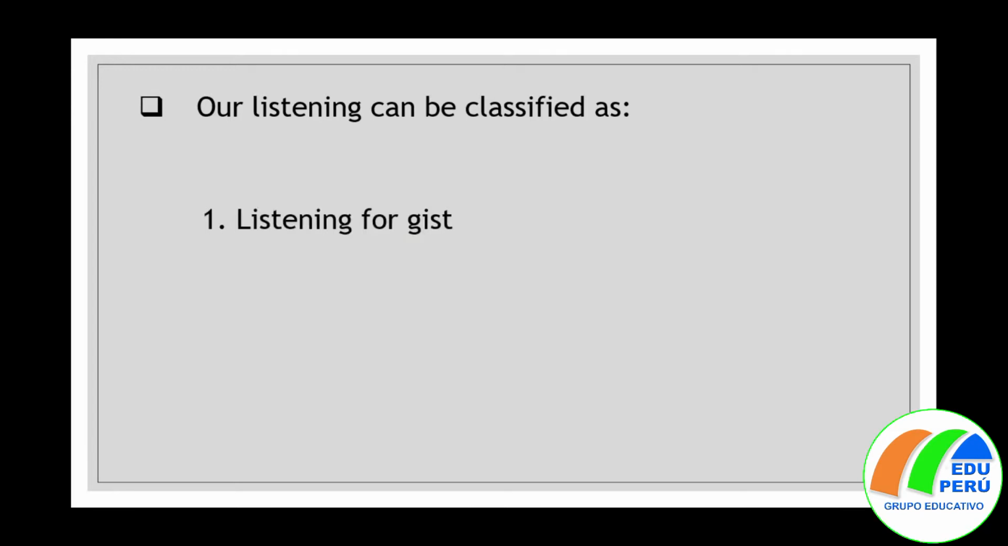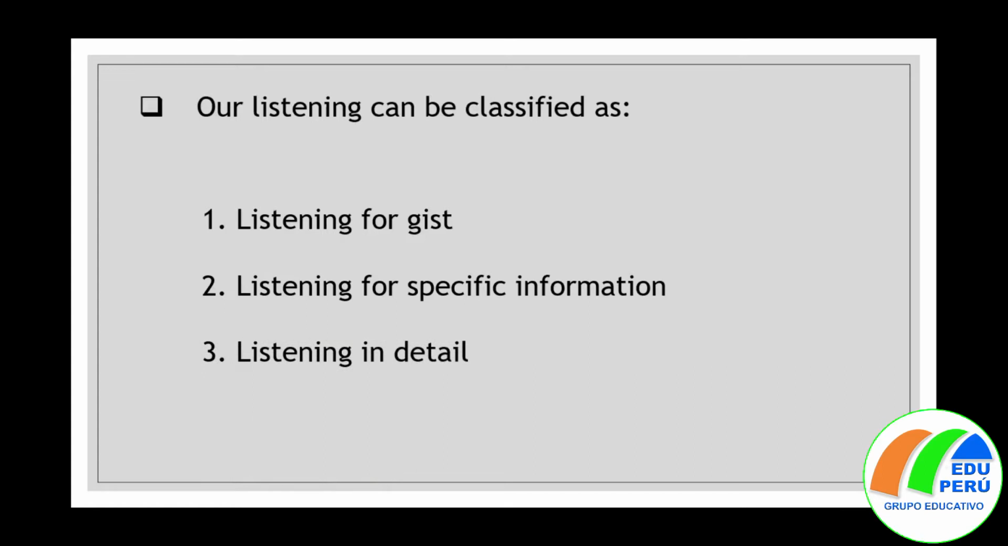So, our listening can be classified, depending on the purpose. Listening can be classified as listening for gist, listening for specific information, listening in detail, and inferential listening. Do you have an idea about this classification?